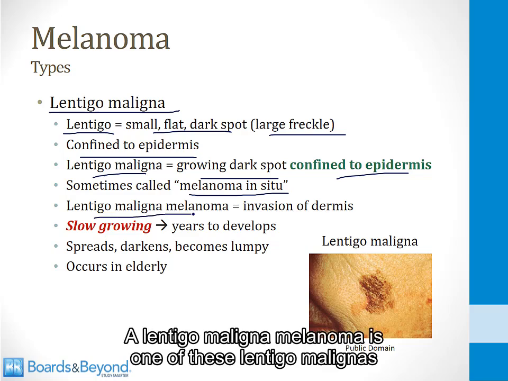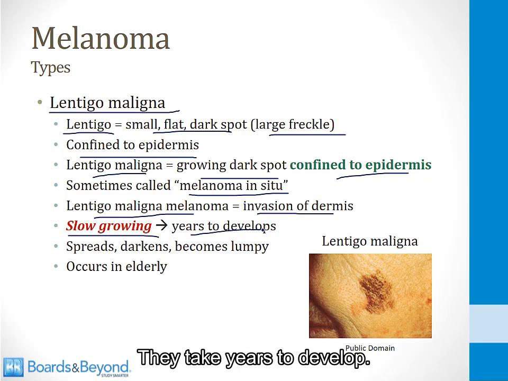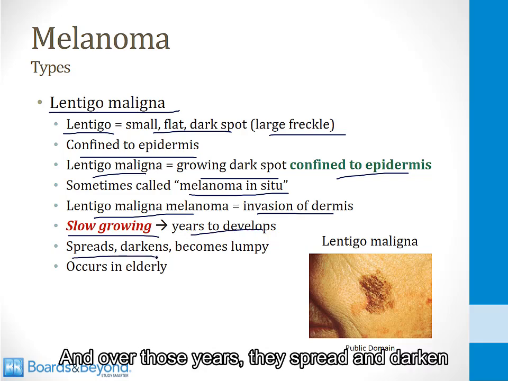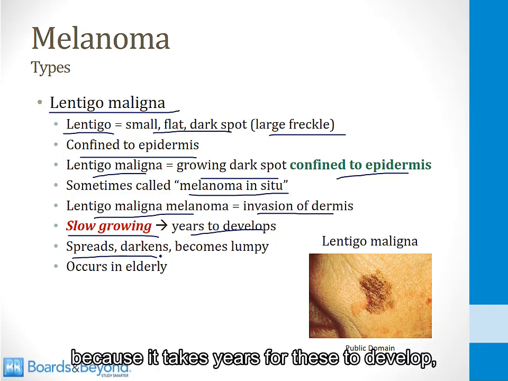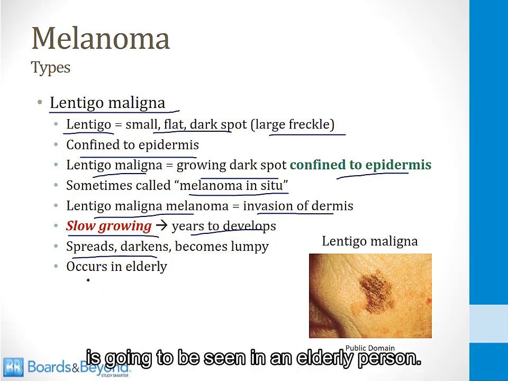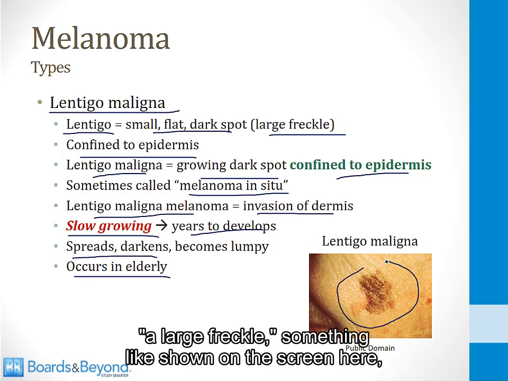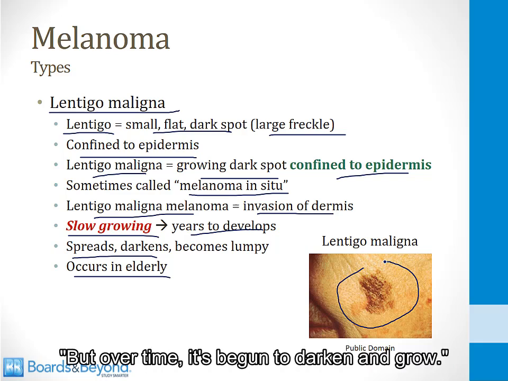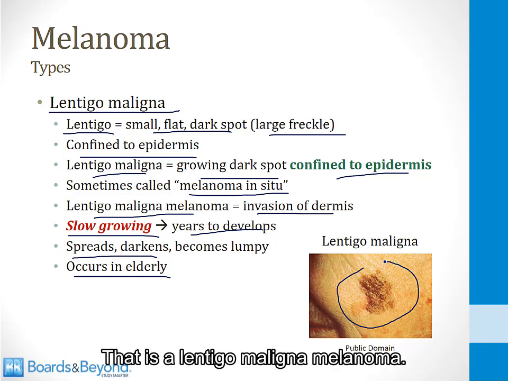A lentigo maligna melanoma is one of these lentigo malignas that has now invaded the dermis. These are very slow growing. They take years to develop, and over those years they spread and darken and become lumpy. For that reason, because it takes years for these to develop, usually a lentigo maligna melanoma is going to be seen in an elderly person. That person will say, I always had a dark freckle, a large freckle, something like shown on the screen here on my skin, but over time it's begun to darken and grow, and then on biopsy it will be shown to be invading the dermis. That is a lentigo maligna melanoma.